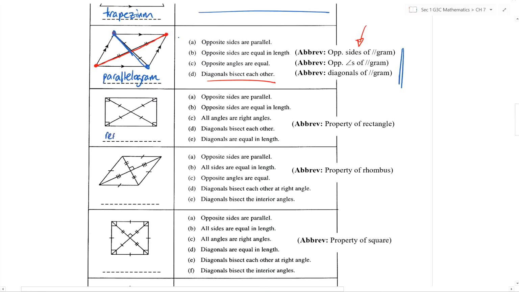Next, we have a rectangle. And these are the properties. You should be familiar with all of them already. Next, we have a rhombus.